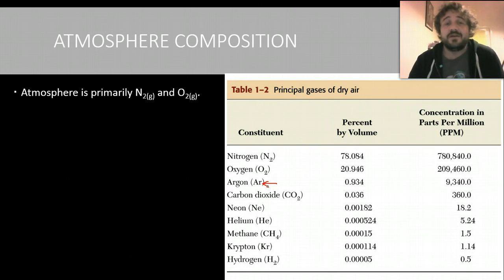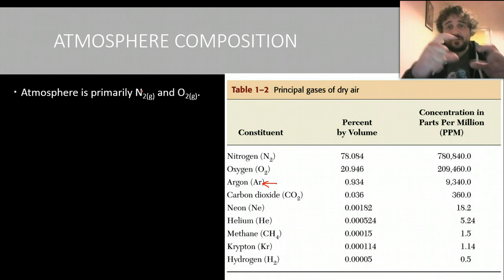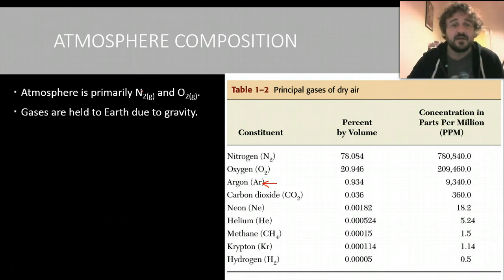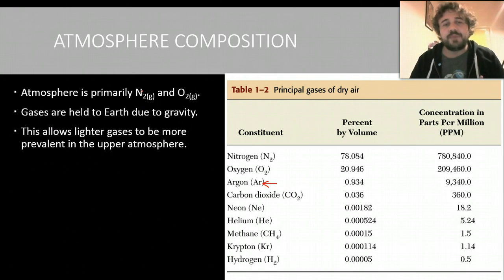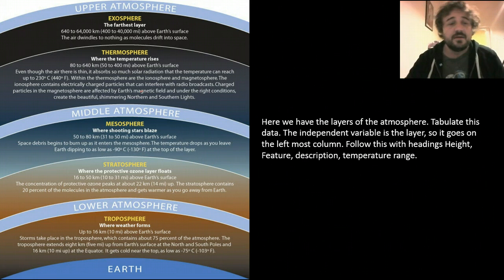So the atmosphere is primarily nitrogen gas and oxygen gas, and see that it is N2, so it exists as molecules of two nitrogens stuck together, two oxygens stuck together. The gases are held on Earth thanks to gravity. Basically, this means the lighter gases are able to be more prevalent up in the upper atmosphere. So the gases are more concentrated closer to Earth. The air is thicker, and this is why the higher you go, the harder it is to breathe.